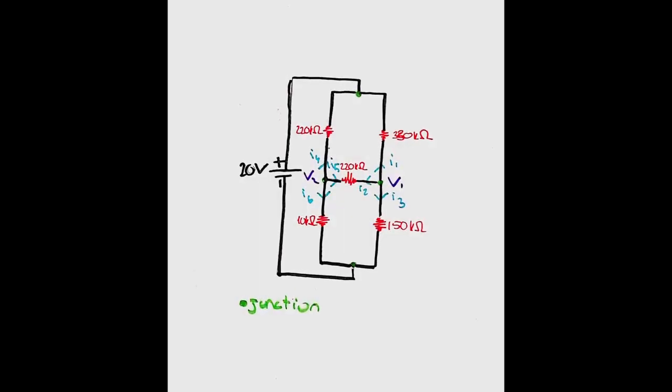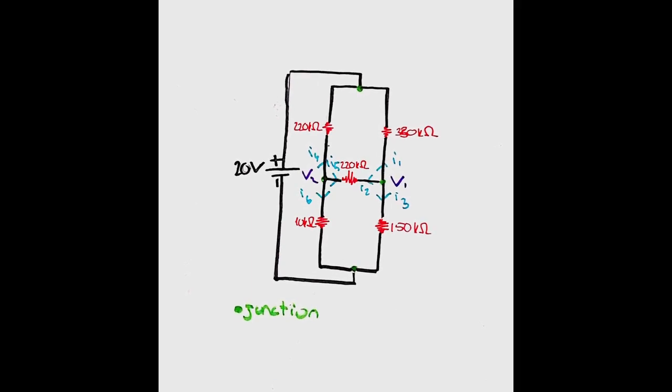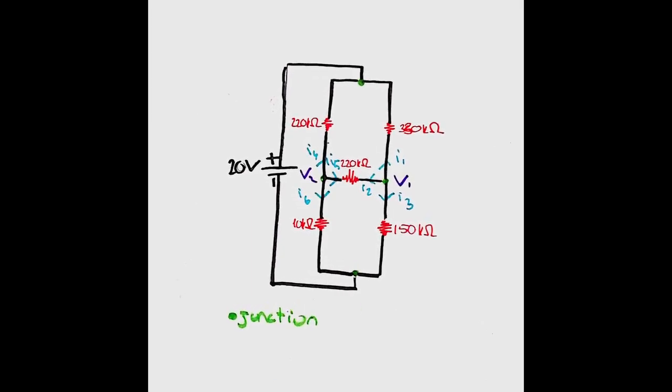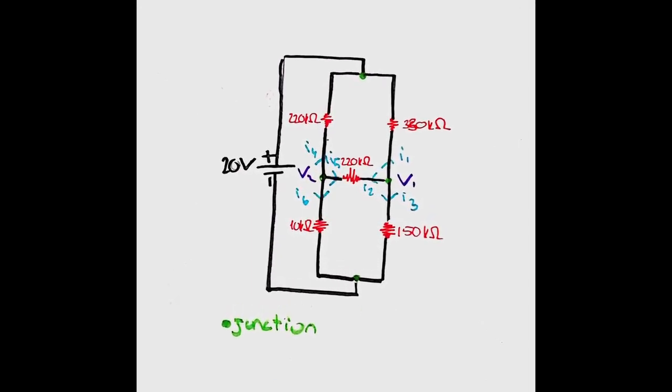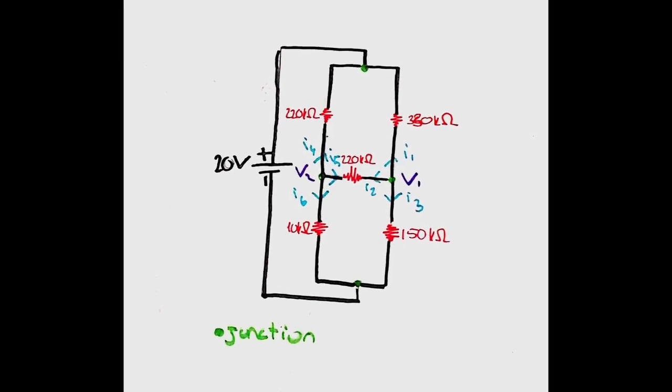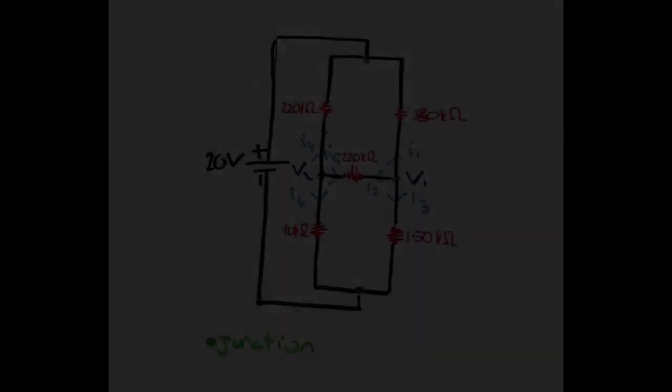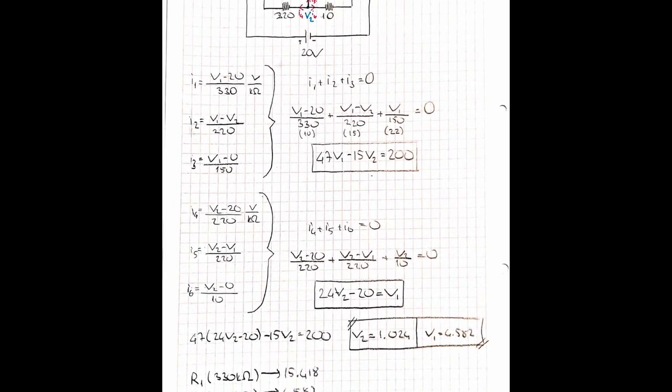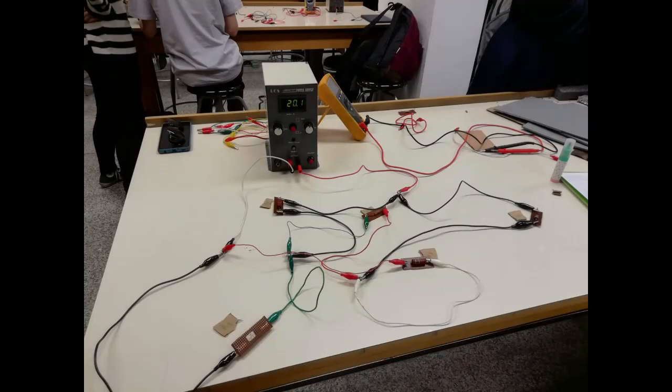In my circuit, the sum of I1, I2, and I3 must be 0 based on Kirchhoff's law. Same way, sum of I4, I5, and I6 is also 0. Using V equals I times R formula, I calculated V2 and V1. For my experimental values, I set up the circuit and measured voltage differences across each resistor.